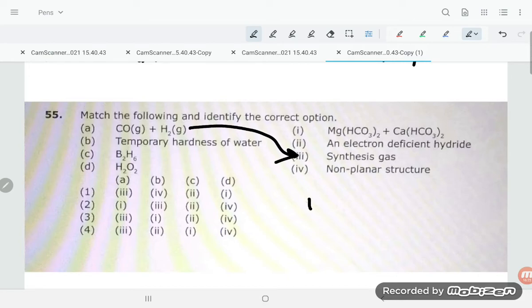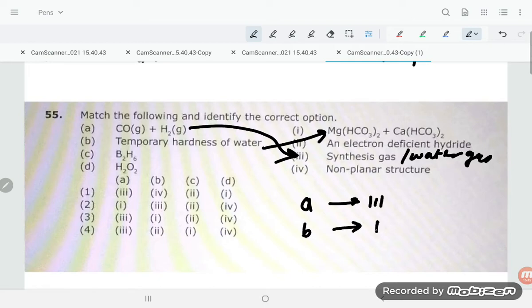So first, A corresponds to third, right? This is water gas or syngas, both are the same, student. Temporary hardness of water will be because of magnesium bicarbonate and calcium bicarbonate. So B is going to be first.